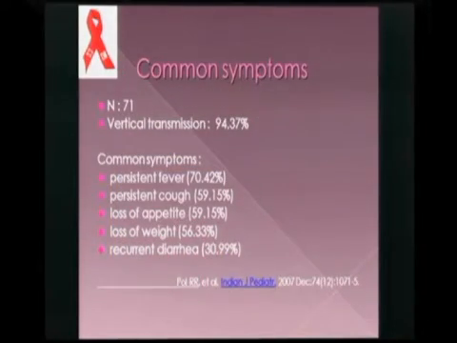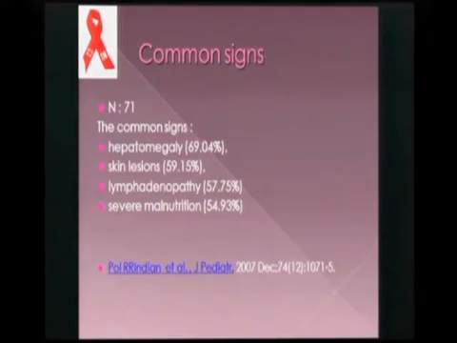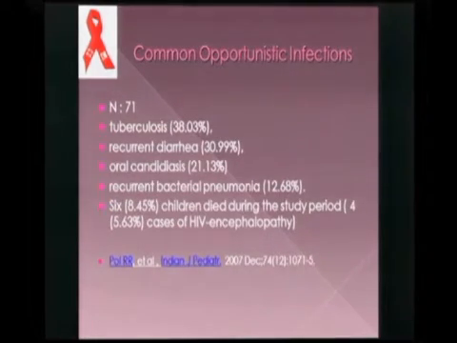Another study showed the common symptoms, this was 4 years later, looking at 71 children. And again, the mode of transmission is mostly vertical. So the common presentations are persistent fever, persistent cough, loss of appetite, loss of weight, and recurrent diarrhea. So if you just compare the two, halos pareho. And the common signs are also from the same study: hepatomegaly, skin lesions, lymphadenopathy, and severe malnutrition. And the common opportunistic infections are TB, recurrent diarrhea, oral candidiasis, recurrent bacterial pneumonia. In fact, 6 children died during the study, and 4 of them had HIV encephalopathy.